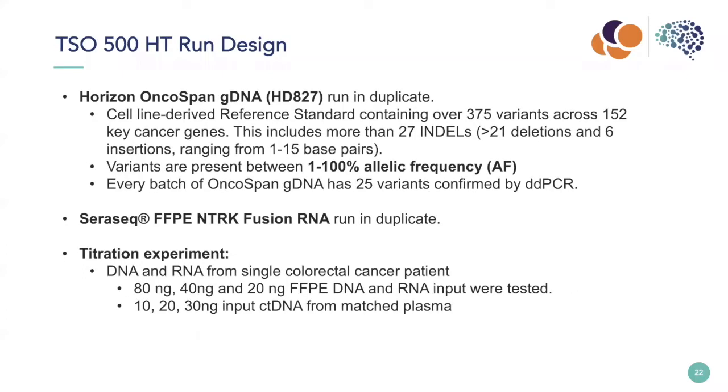Similar to the earlier design, two specific controls were used. Both the Horizon OncoSpan genomic DNA control was run in duplicate. This is also a cell line derived sample that contains the same variants that you heard about for the circulating tumor version of it. And then the same in the case of Seraseq, this was an FFPE mock control, which had a number of NTRK fusions in the RNA sample. And then there was a titration experiment of both DNA and RNA from a single colorectal cancer patient. 80, 40, and 20 nanograms of FFPE DNA and RNA input were tested, and then 10, 20, and 30 nanogram input from the ctDNA from the matched plasma from the same patient, basically the same data that you were seeing a few moments ago.